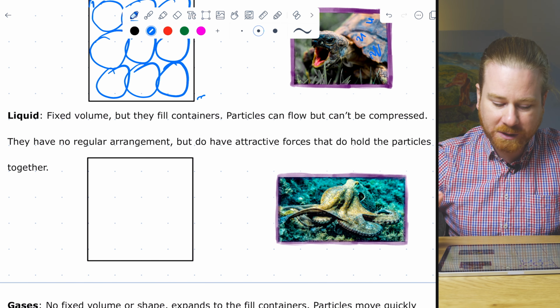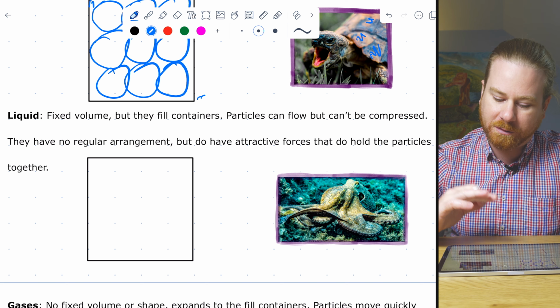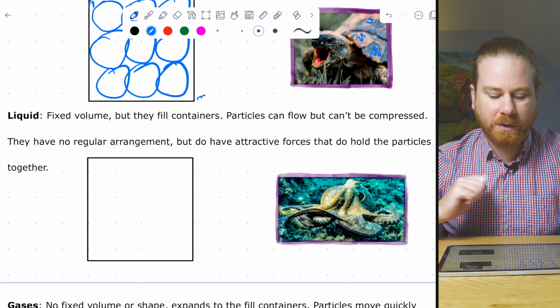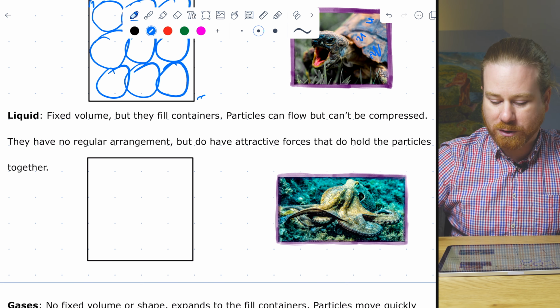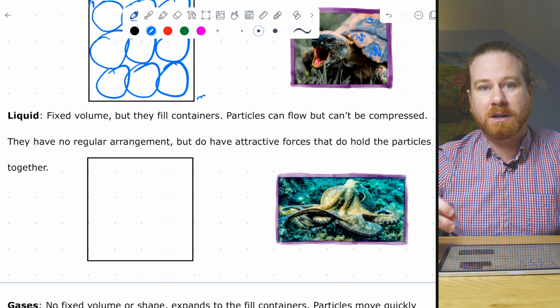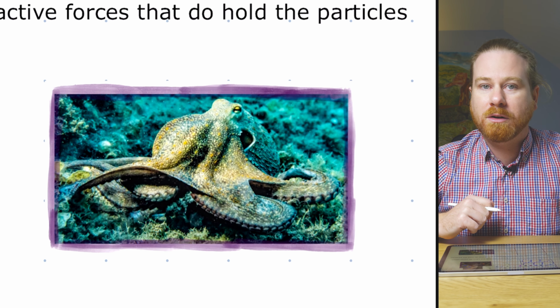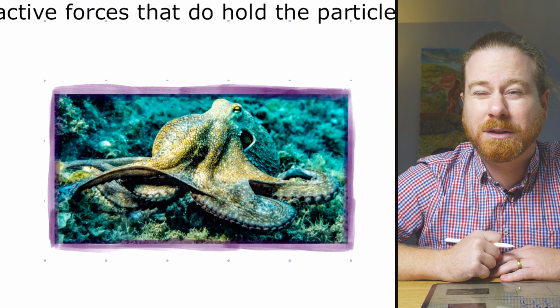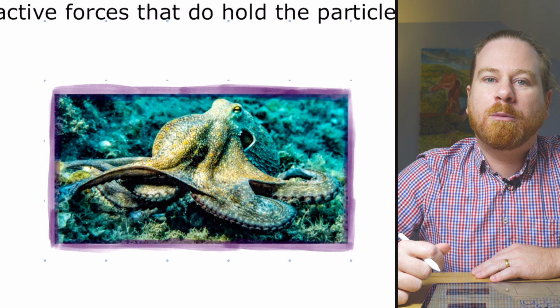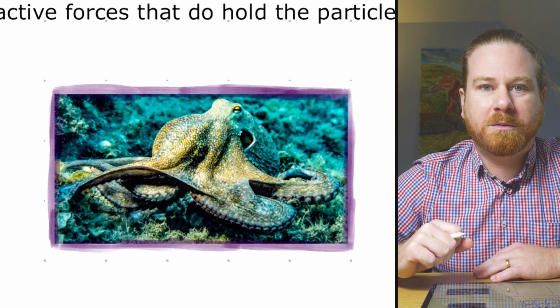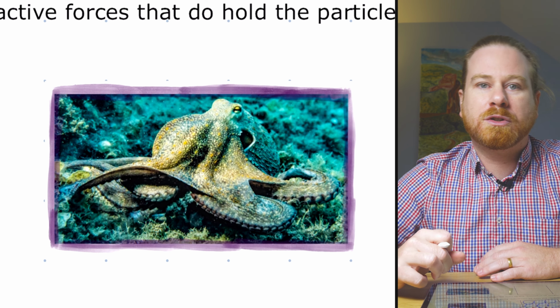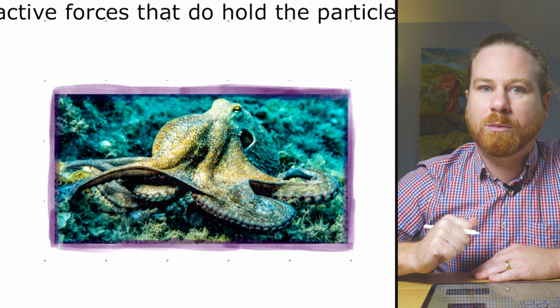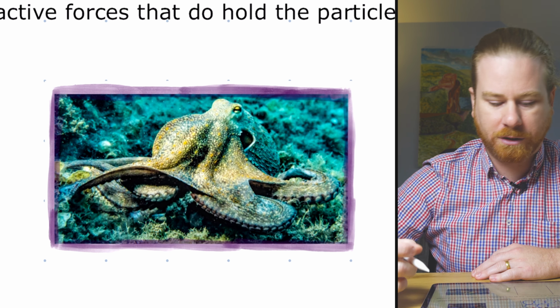So liquids have a fixed volume, but they fill their containers. Particles can flow, but can't be compressed. They have no regular arrangement, but they do have attractive forces that hold the particles together. So just like an octopus in some ways. Your octopus could be a liquid if you squint your eyes a bit, because they can change their shape to fill a container. They can also sort of flow as they move through the ocean, maybe.